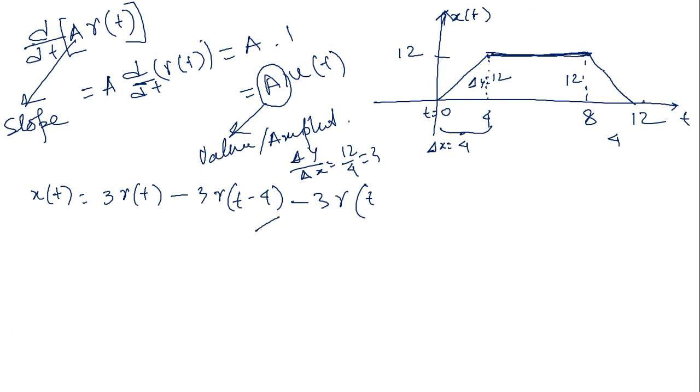And this line starts from 8, so I need to write t minus 8. And this one has a slope of minus 3, so an opposite line is present of this slope, plus 3. So plus 3, another ramp is present with plus 3, so that plus 3 should be like this. Here it is like this. So plus 3 starts from 12, so 3 r(t minus 12). This one is the equation of this curve.